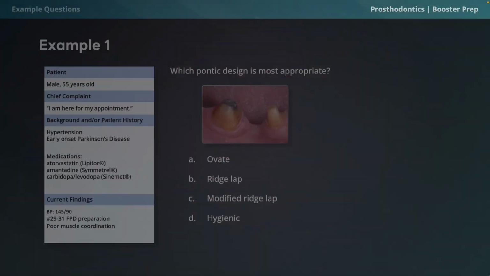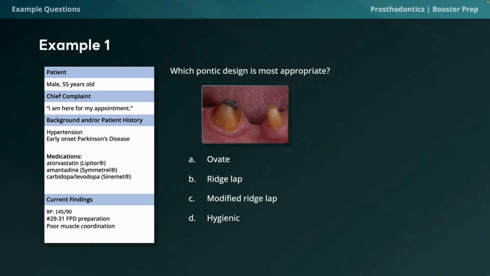We have a 55-year-old male. Chief complaint: I am here for my appointment. Background on our patient history reveals that he is hypertensive and has early onset Parkinson's disease. As for medications, he is on a statin, amantadine, and levodopa. And current findings indicate an FPD preparation on teeth number 29 to 31 and poor muscle coordination. So the question reads, which Pontic design is most appropriate given the stem and clinical photograph?